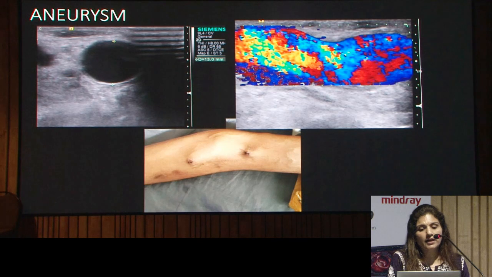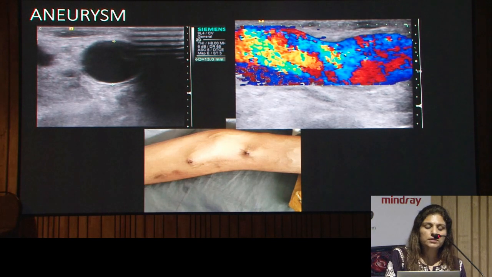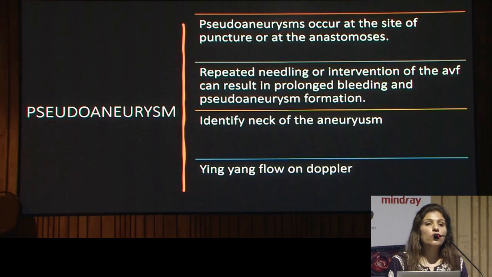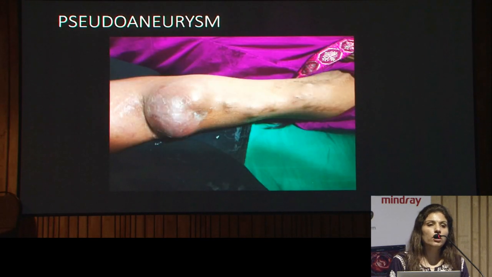Aneurysms, like anywhere else in the body, can be true aneurysms or pseudoaneurysms. True aneurysms are when there is complete dilatation of the draining vein. Here you can see that the vein, because of repeated needling, has multiple punctures and the vein gets dilated. The diameter of the vein is almost about 13 millimeters, showing a lot of turbulence. So this is aneurysmal dilatation of the draining vein.